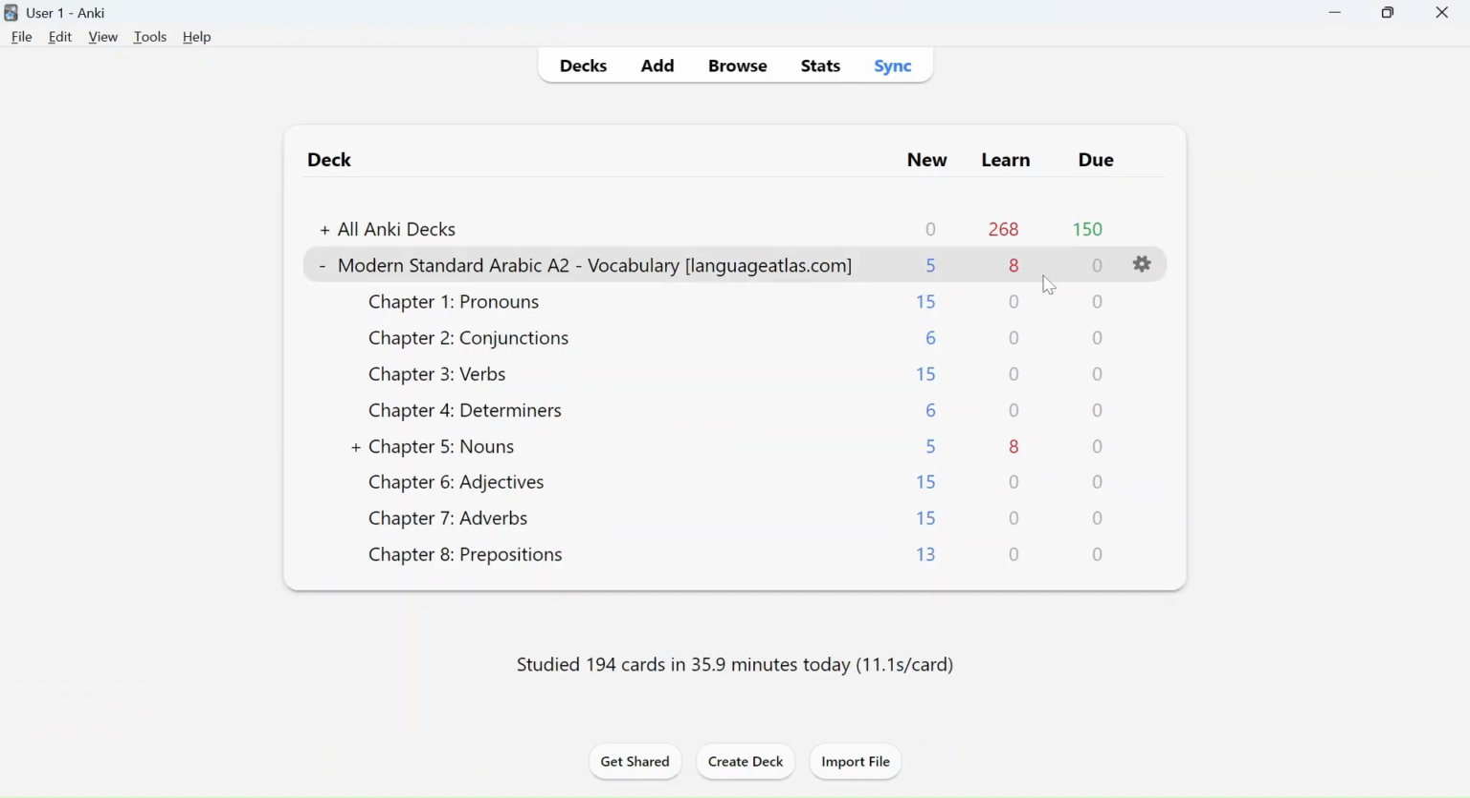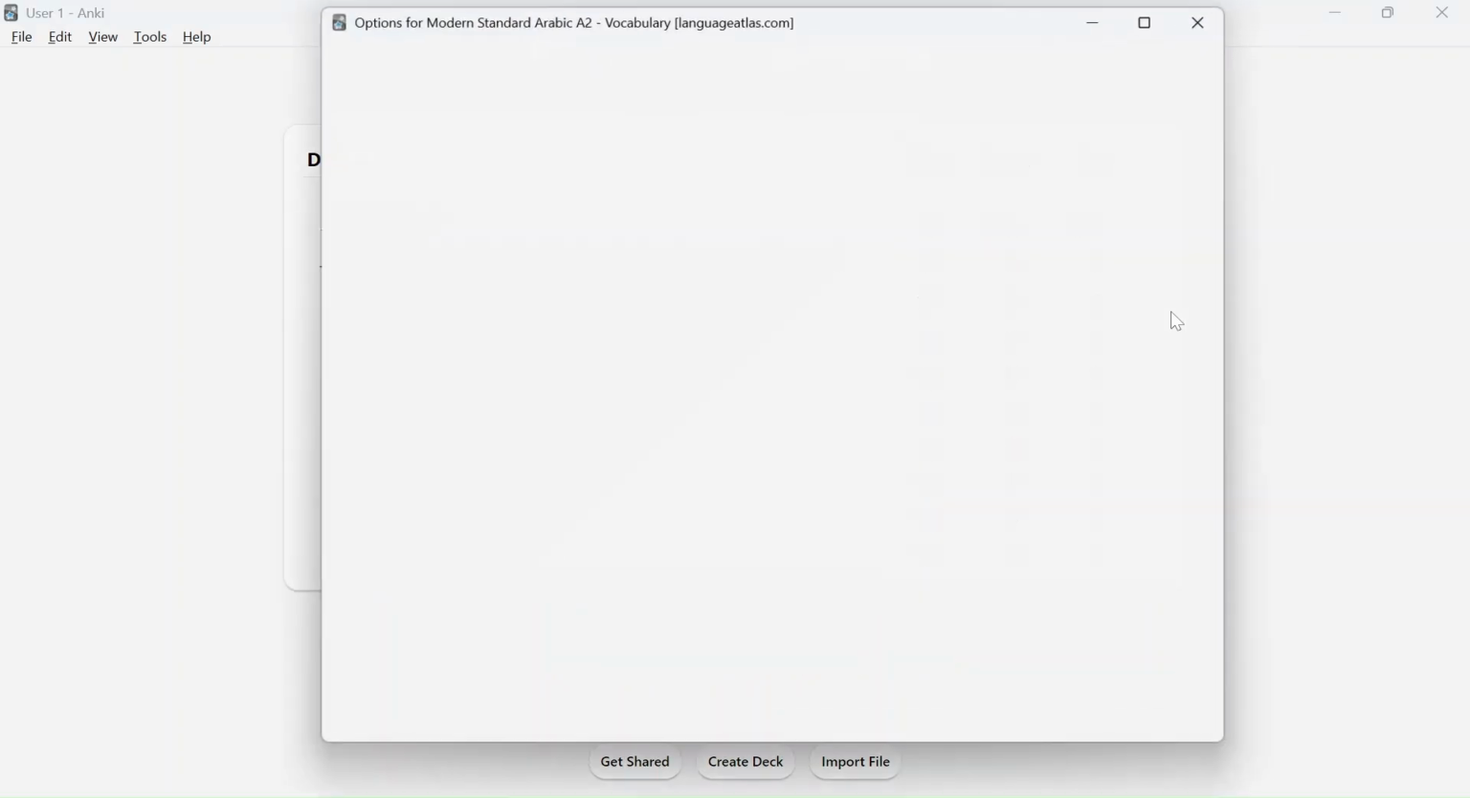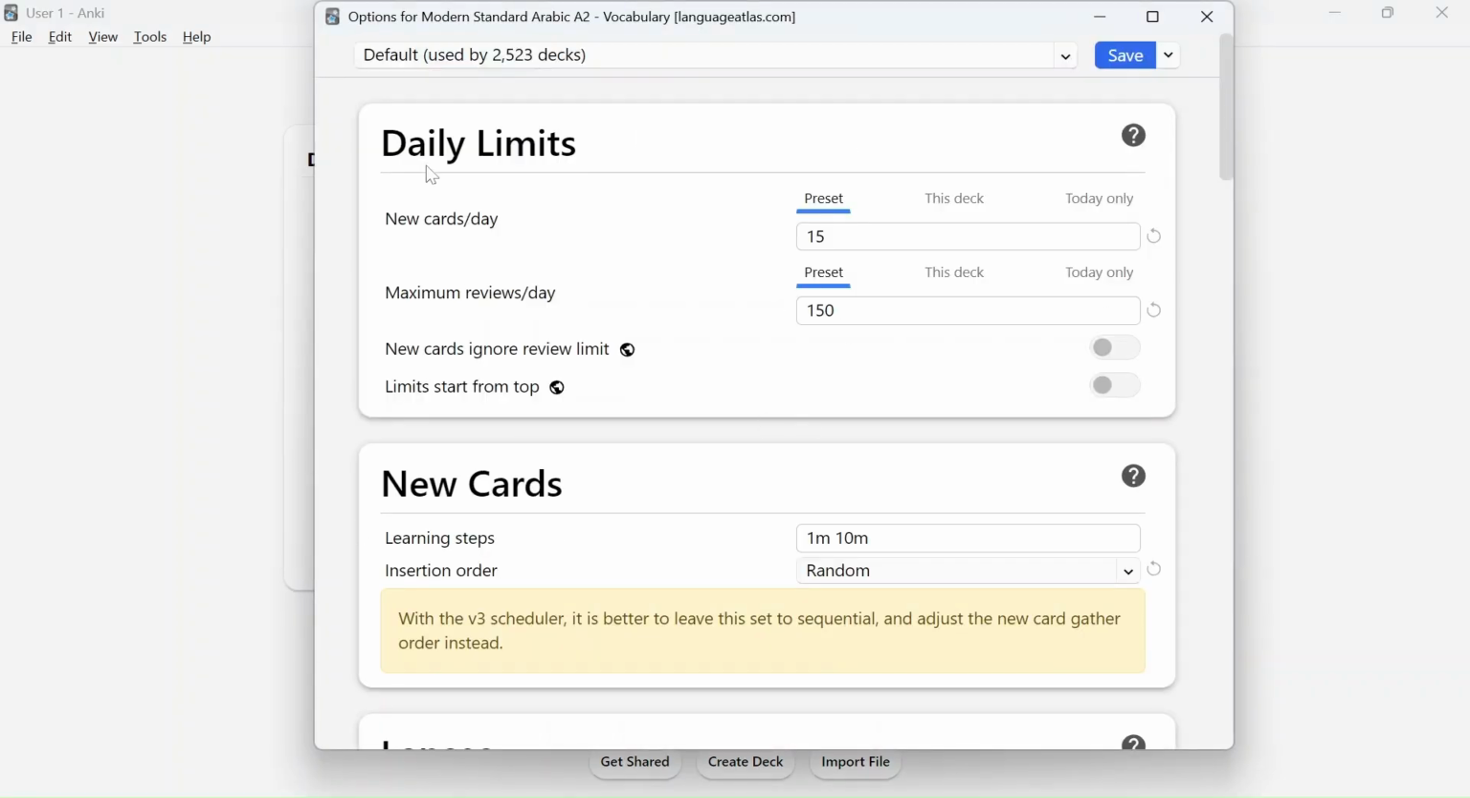Now there's one more thing that I really want to show you. Many people ask me, how do you regulate the amount of cards that you do and see per day? And what are the best settings for Anki? Well, this is what I have in response for that. I'll show you. Next to the Arabic A2 vocabulary Anki deck, you can see a little icon. Click on it, then in options, you get a pop-up. On the pop-up, it says daily limits, and there's an area for new cards per day and maximum reviews per day. Currently I have 50 new cards per day and 150 maximum reviews per day.